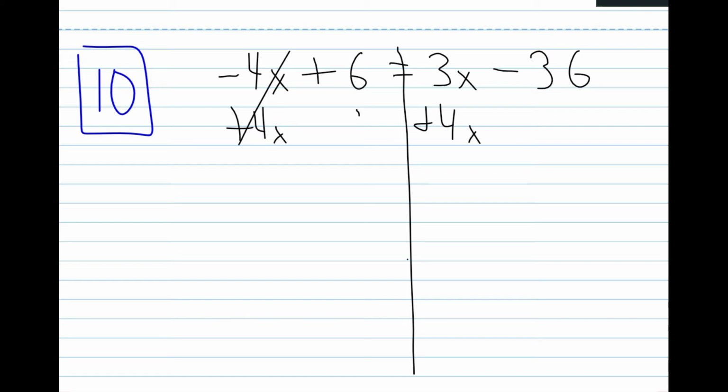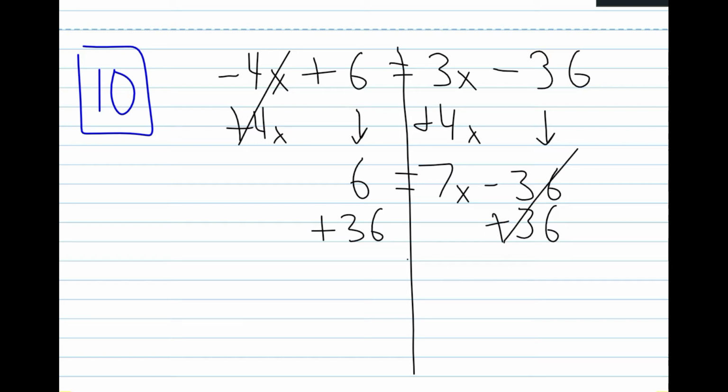So I'm going to bring down everything else that I didn't use. I have 6 equals 7x minus 36. And now this looks like an equation that you would know how to solve. To get this 7x by itself, I still have that negative 36 hanging out with it. So I'm going to add 36 to both sides to give me that 0 pair.